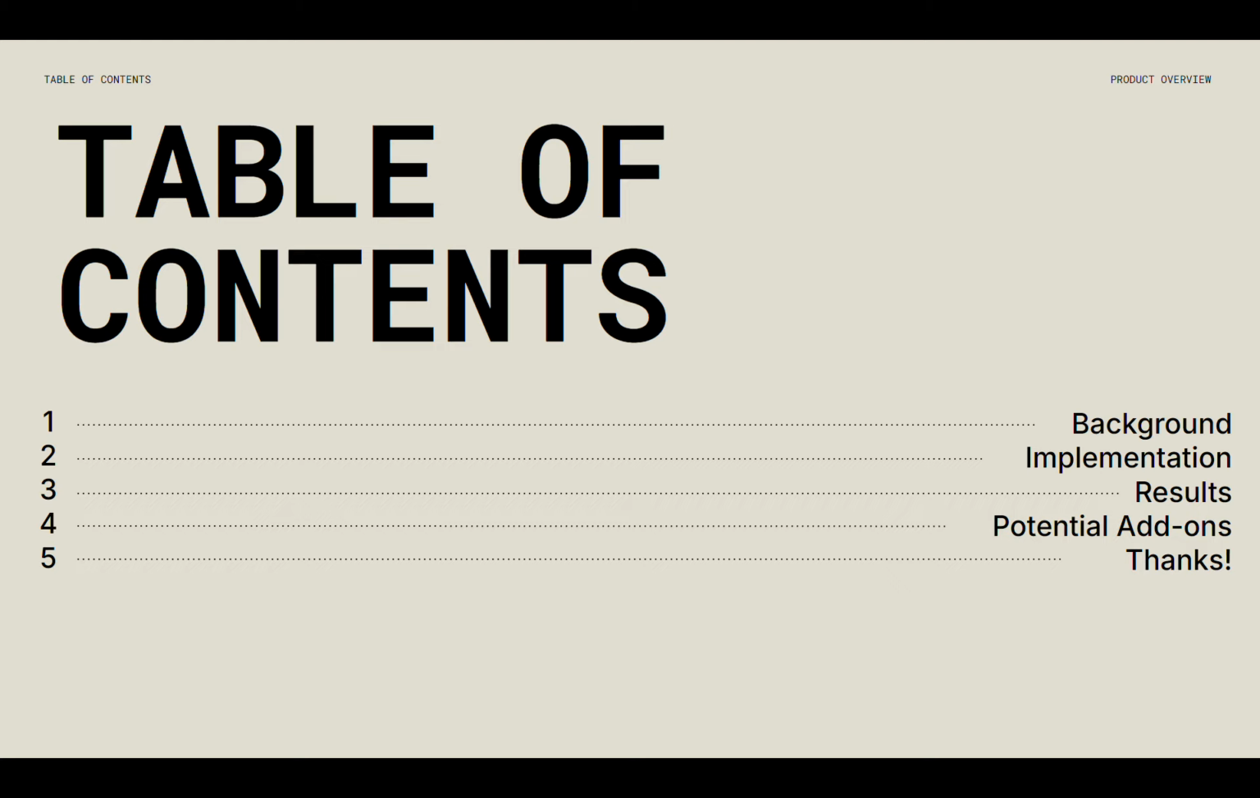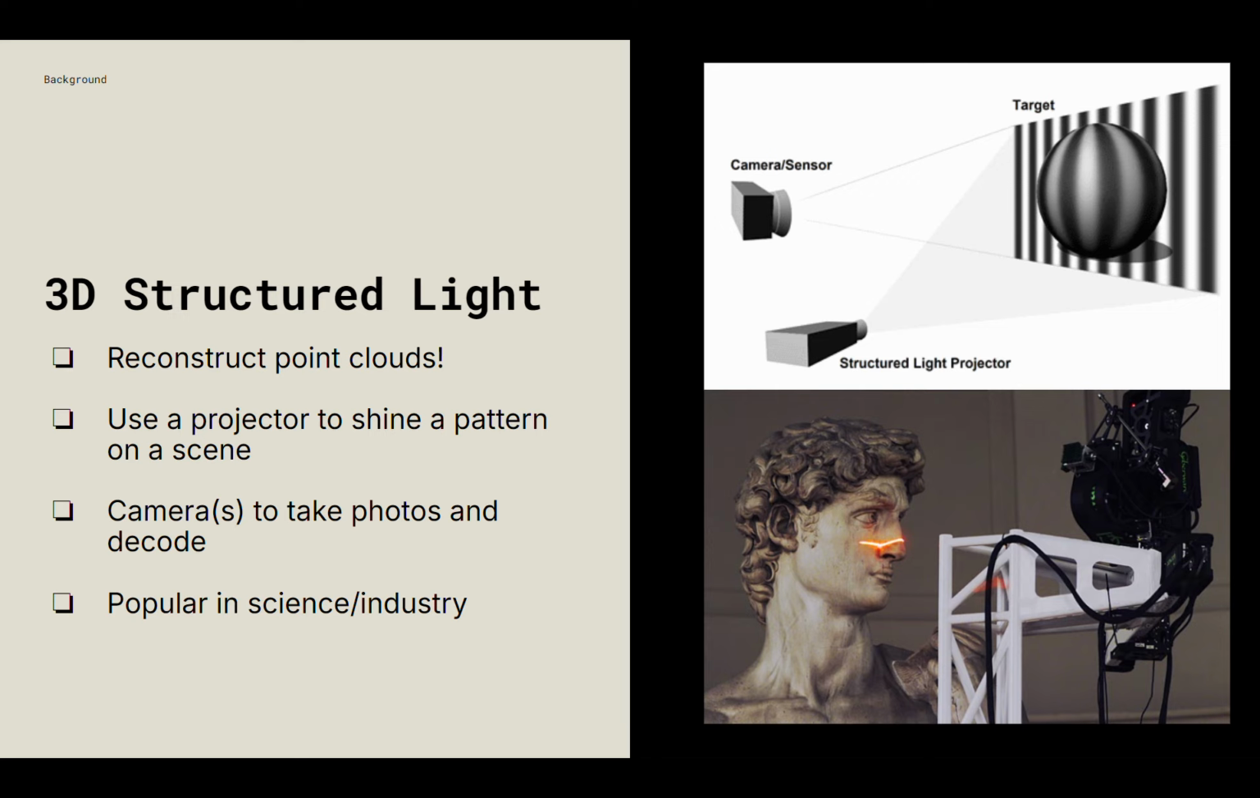So first for background, 3D structured light is typically a method that's used to reconstruct some form of 3D scene. It involves a projector and a camera or multiple cameras that will take photos of the patterns being projected from the projector onto a scene. Because you know what those patterns are, you can take the photos from the camera and infer some sort of information. One application is scanning Michelangelo, this statue here, with a laser.